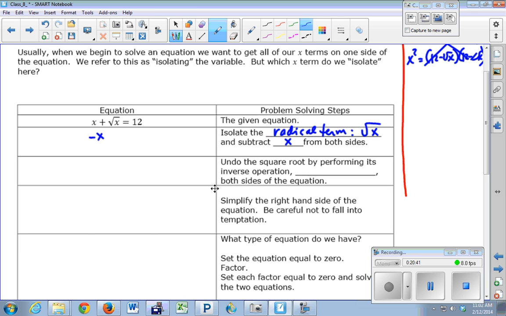So we're going to do that. We're going to subtract x from both sides, and we get the square root of x on our left side and 12 minus x on our right side. Then put that in parentheses. Make sure you see that as a single quantity.